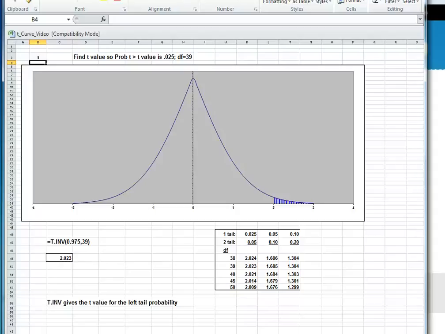Tuttle, and I'd like to discuss the two kinds of t-distribution problems. Problem 1 is finding the t-value when you know the probability, and problem 2 is finding the probability when you know the t-value. This video will discuss problem 1, and the next video will discuss problem 2.